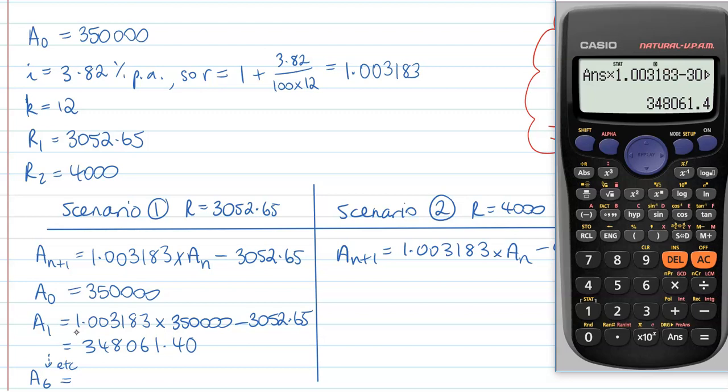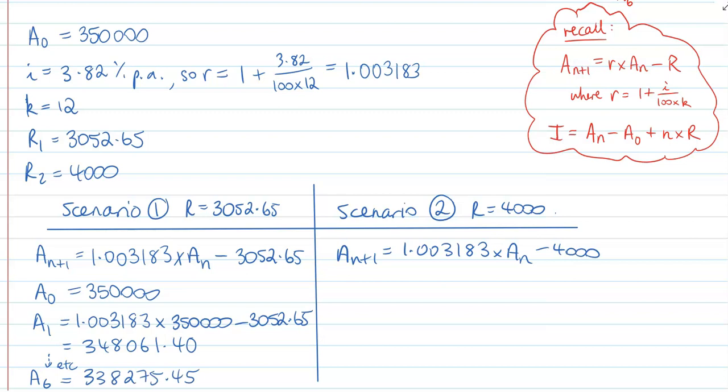So if we do a further 5 recursions, so that was after our first month, second, third, fourth, fifth, sixth month, the balance on the loan will be $338,275.45. Okay, let's consider the second part of the scenario where he's making extra repayments. So here he's making repayments of $4,000 instead of the minimum. So you'll expect that the balance will reduce quicker and he'll save on interest.